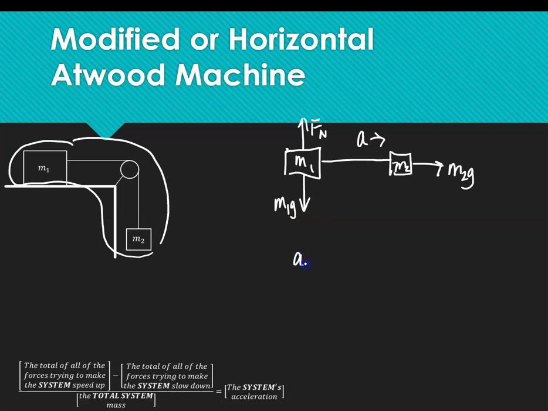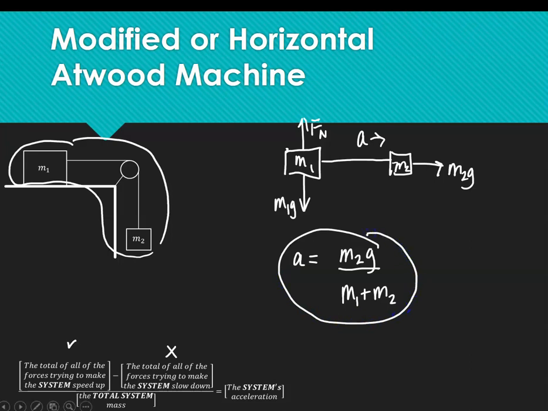So to calculate my acceleration, I'm going to do the total of all the forces trying to make the system speed up. That's M2G. And then I'm going to subtract the total of all the forces trying to make the system slow down, which in this case there aren't any. And then I'm going to divide by the total mass of the system. And there's my acceleration. So I can get the same equation faster using the system method.